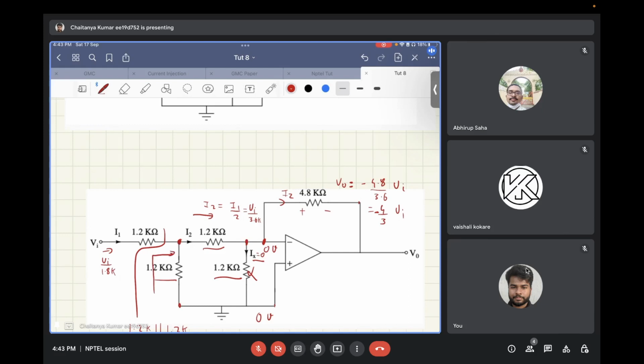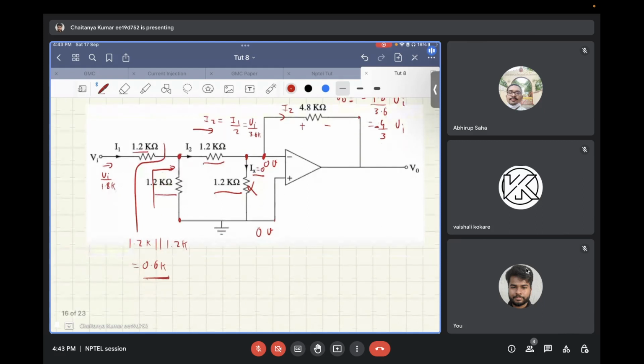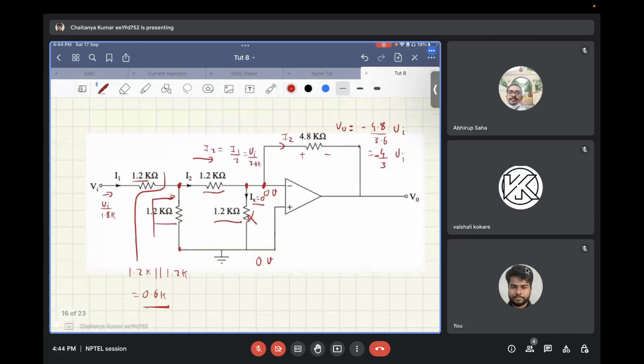So looking in resistance from here will be basically 1.2 kilo ohm, 1.2 kilo ohm in parallel. So that will be 0.6 kilo ohms. Now 1.2 kilo ohm and 0.6 kilo ohm in series. So I1 will basically be equal to Vi upon 1.8 kilo ohms. Now, this I1 will be divided equally in 1.2 kilo ohm and 1.2 kilo ohm resistor. So I2 basically will be equal to I1 by 2, that is Vi by 3.6 kilo ohms.